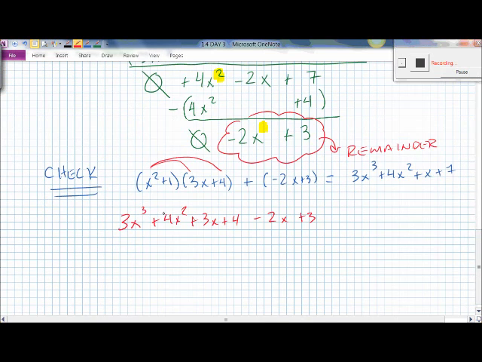Let's keep going real quick here. 3x and 4x, how much is that? I mean, what am I doing? I'm doing this. 3x minus 2x. How much is that? X. So I have 3x to the third plus 4x squared plus x. And then 4 and 3 is? 7. Oh my gosh, is that right there? Then we did it right.